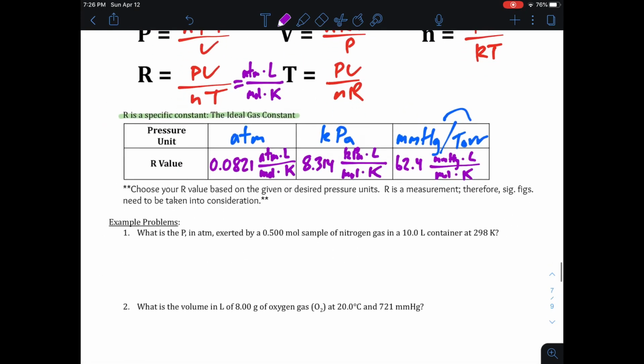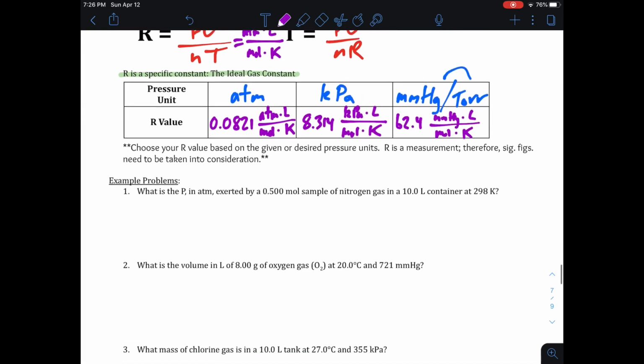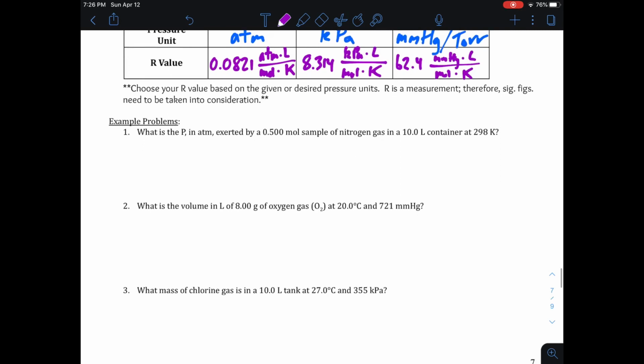Okay, so keep that in mind that R has got to be in there, and it just depends on the pressure. Let's do a couple example ones. This is going to end up being a shorter video than the previous video that I put out there. So it says, in our first example, what is the pressure in atmospheres? Okay, so now we know that we're trying to solve for pressure. Exerted by 0.500 moles, well, that's our first indication that we're using the ideal gas law, because the combined gas law does not incorporate moles.